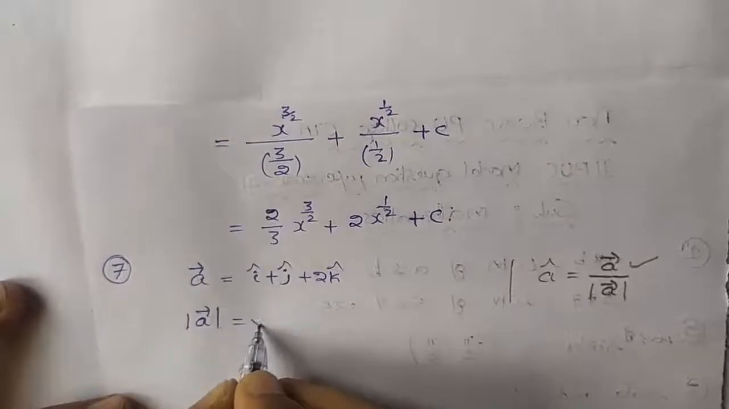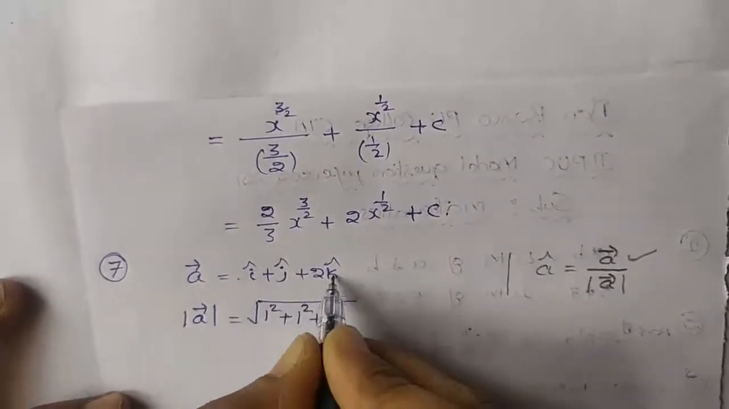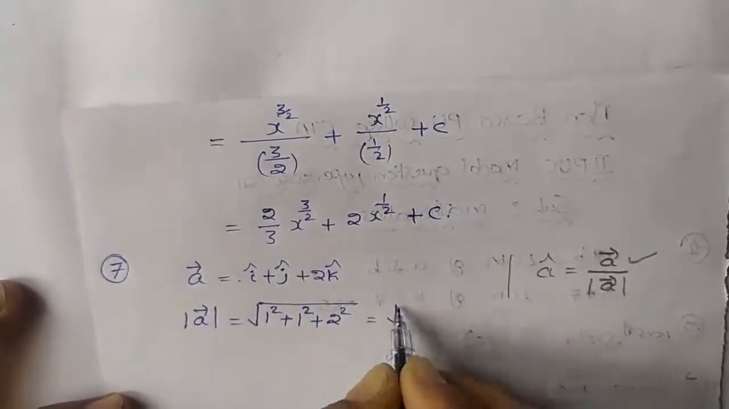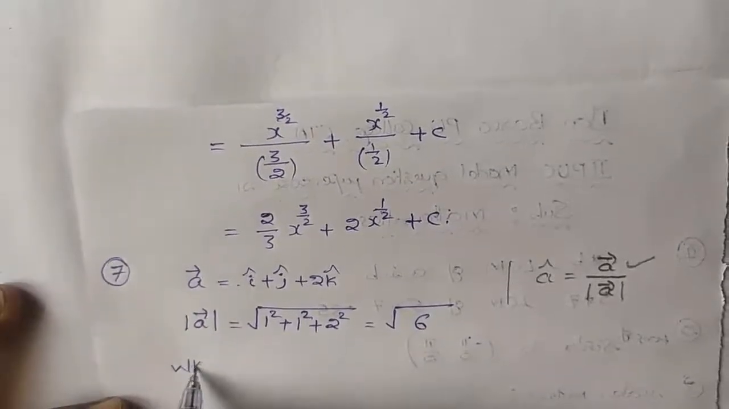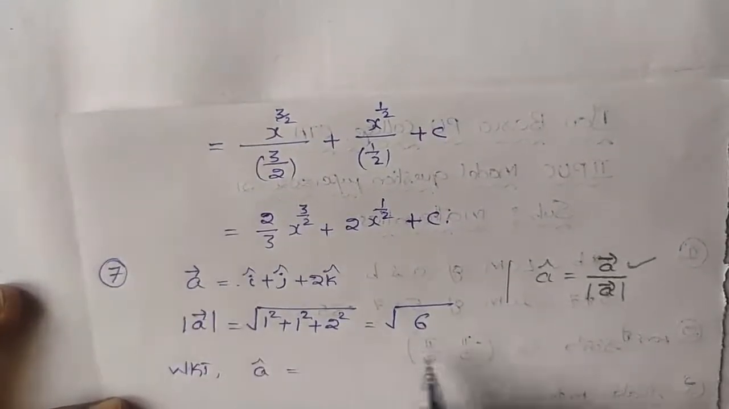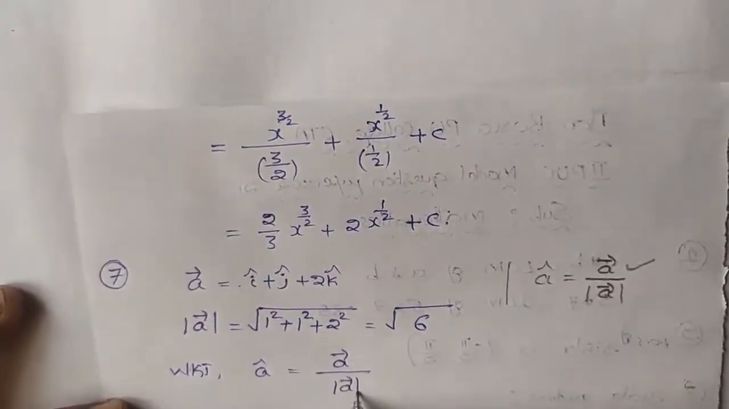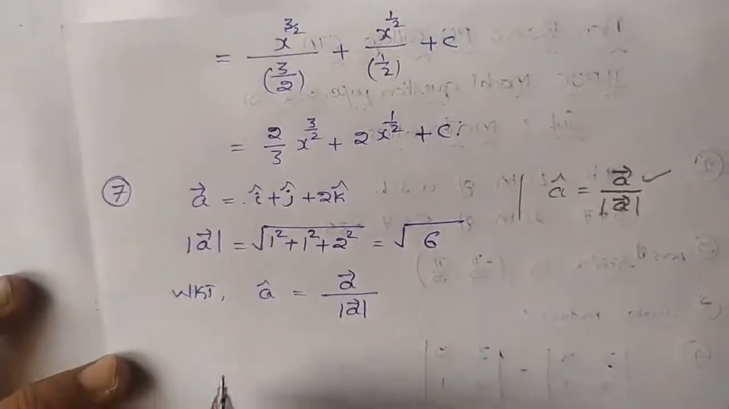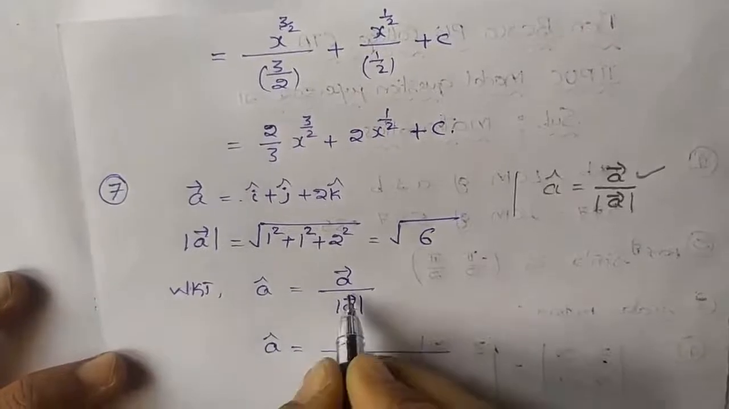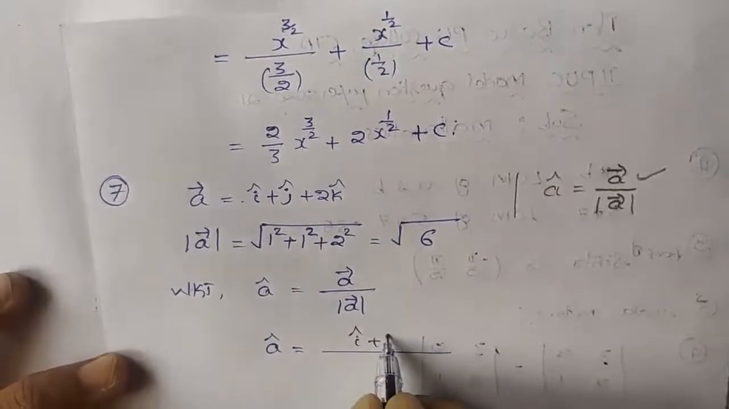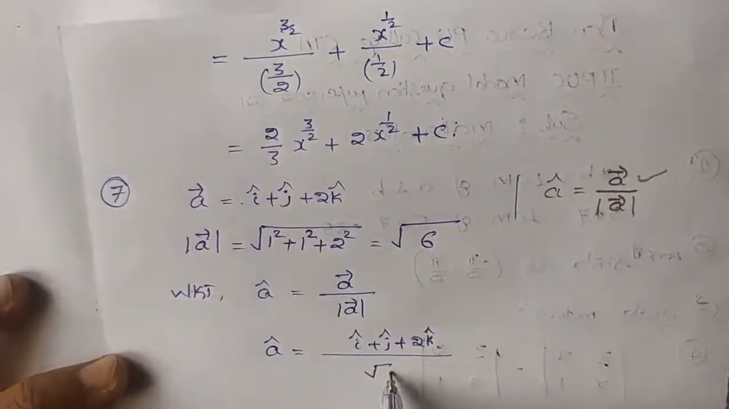Magnitude of a vector equals to square root of I component is 1 square, j component is 1 square, k component is 2 square, which is equals to root 4 plus 1 5, 5 plus 1 is 6. We know that unit vector, we know that a cap equals to, write this formula, a vector divided by magnitude of a vector. Substitute a vector in this unit vector. A cap equals to, a vector is I plus j plus 2k divided by magnitude of a vector is root 6.